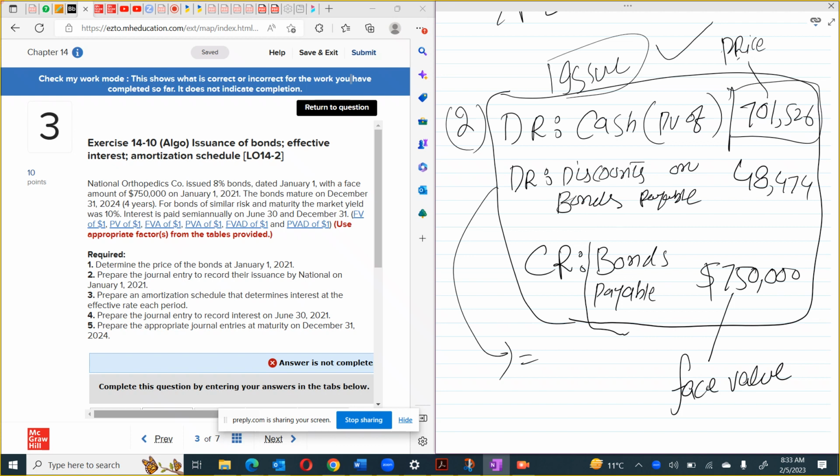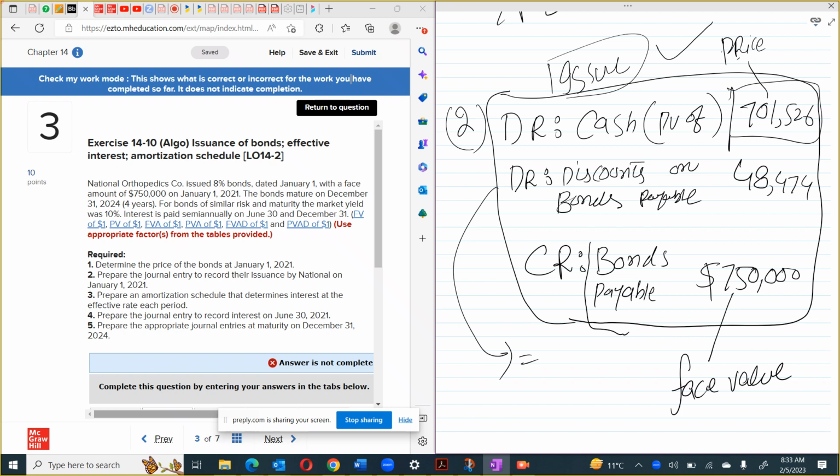During the life, he was normally asking you to calculate interest expense. For example, if I ask you what will be the double entry to record interest expense on 30th June, what will I do, be careful. I will debit interest expense. Interest expense is always debit, either it is a premium or a discount. Interest expense is debit, and you will credit the cash interest.